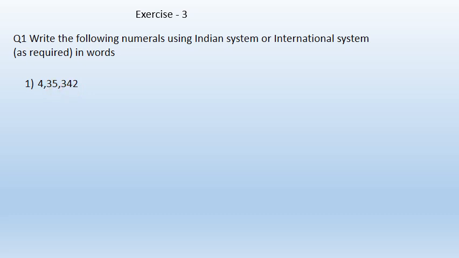So how are we going to write this in words? 4 lakh 35,342. Come on students, just write down 4 lakh 35,342. Let's see the next question.